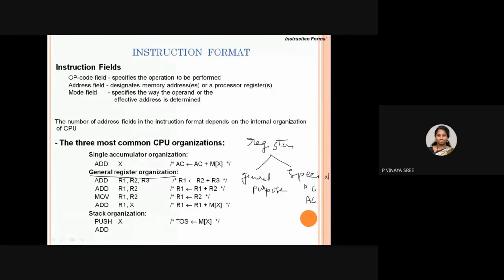So if accumulator, it means internally it will be using an organization called single accumulator organization. Okay, so general purpose registers: whenever we have any operands present in a memory for execution, we'll be placing the operands from this memory into general purpose registers.